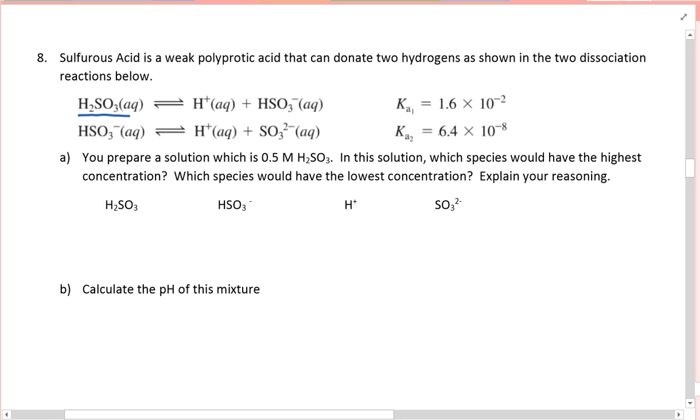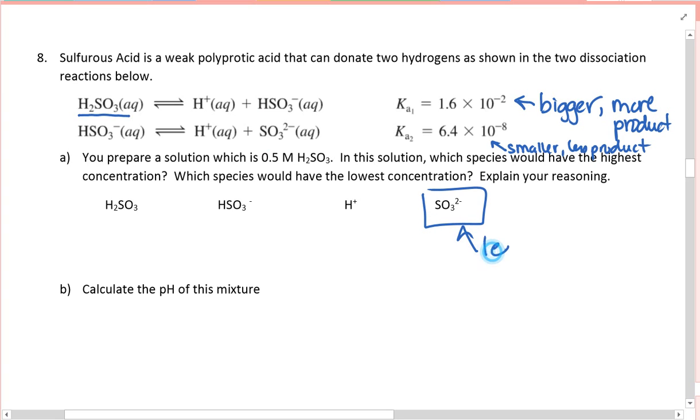So if you make a solution that is 0.5 molar H2SO3 and it's going to start dissociating, what are you going to have in the highest concentration and what's going to be in the lowest concentration in your solution? Well, you want to look at these Ka values. You want to say, okay, this Ka value is bigger than this one, so that means you make more product. And this one right here is smaller, so you make less product. So the thing that I'm going to make the least of is SO3 2 minus, because that is the product of the second reaction that doesn't make very much.